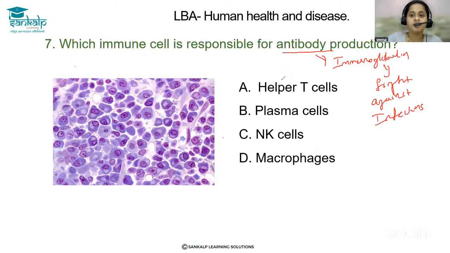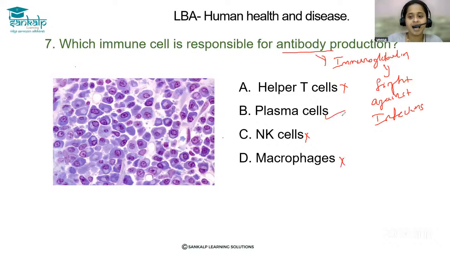So here, which cells? Helper T cells. These are not actually responsible for antibody production. Even natural killer cells are not responsible for antibody production. Even macrophages are not.